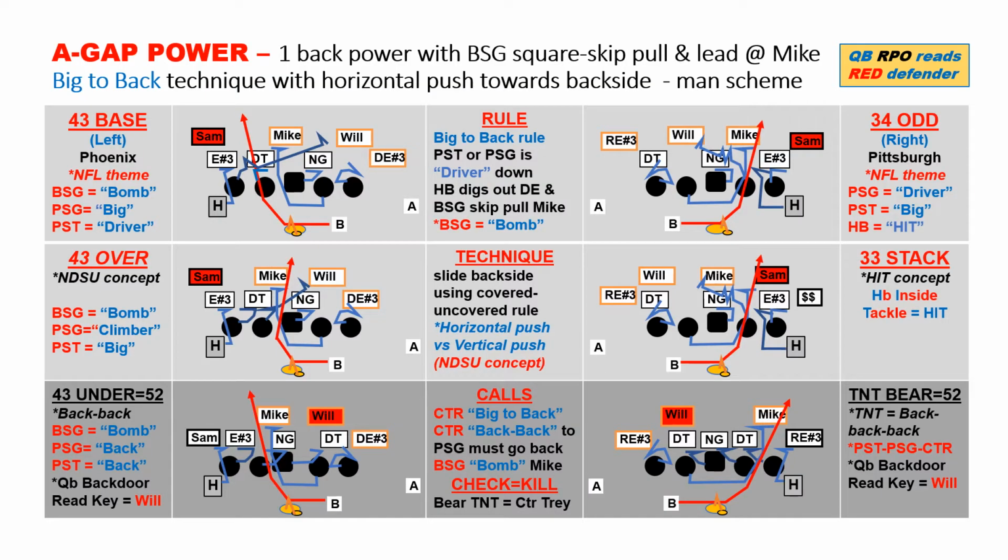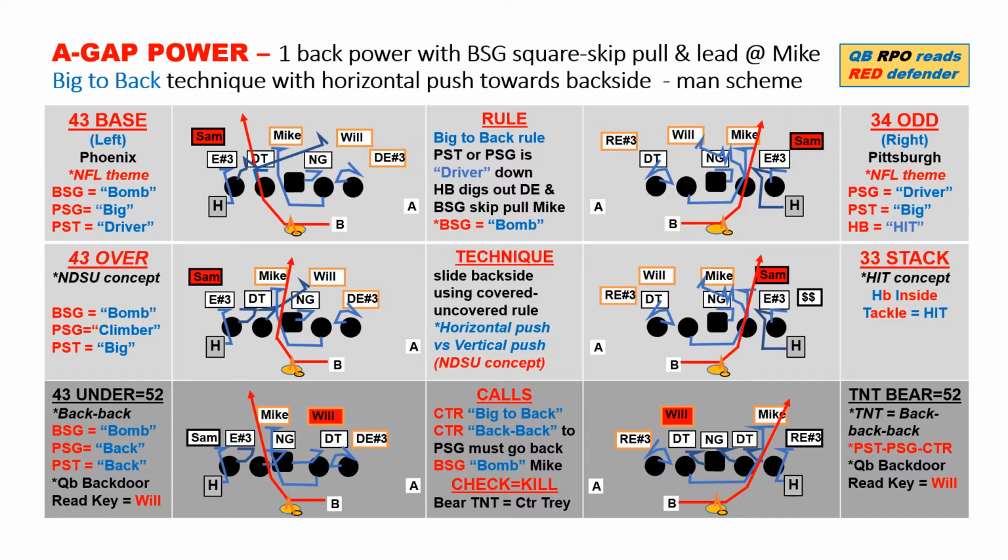All right, next one is A-gap power. This is the next family, inside gap blocking. What we want to do here is the rule is we're going to call what we call big to back rule, meaning the play side tackle and the play side guard will, if they're covered, go man on man. That's our big call. If they're uncovered, then they're going to block back on a double team. And you can see we use a driver call and a climber call with that.